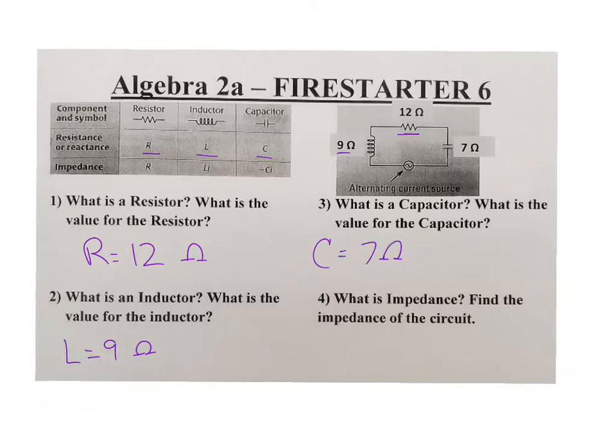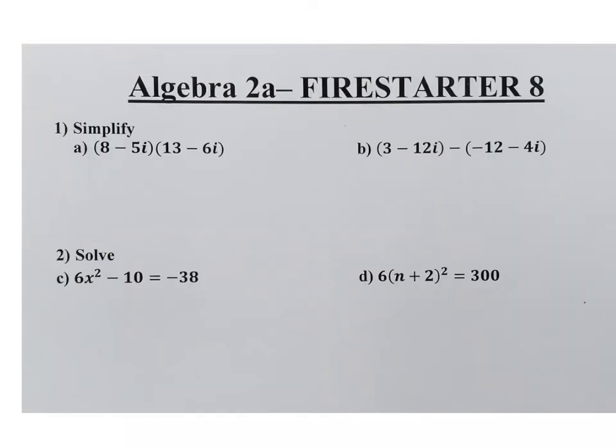Now remember, to get impedance, my total impedance is equal to R plus, instead of L, I'm going to use Li. Instead of C, I'm going to do minus Ci. So all I'm going to do to get my total impedance is 12 plus 9i minus 7i. So my total impedance is equal to 12 all by itself, and 9i minus 7i is 2i ohms. That's what that symbol is. That's all you have to do for 5 and 6.